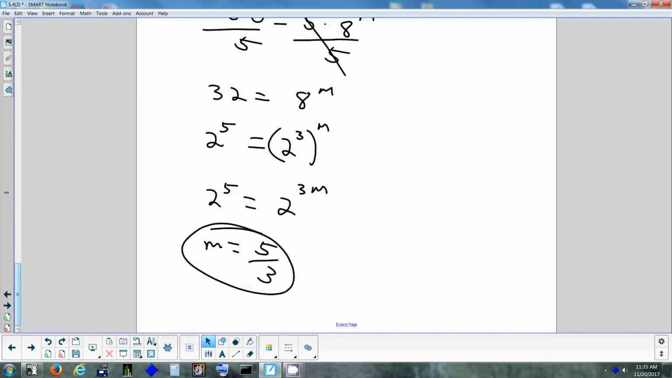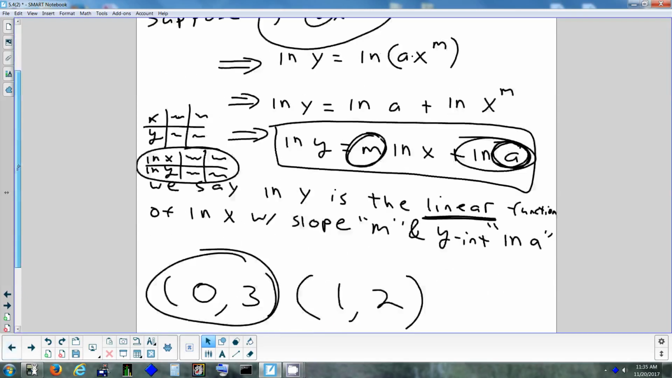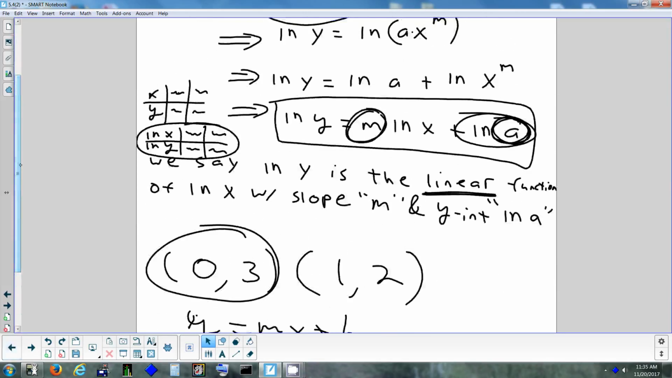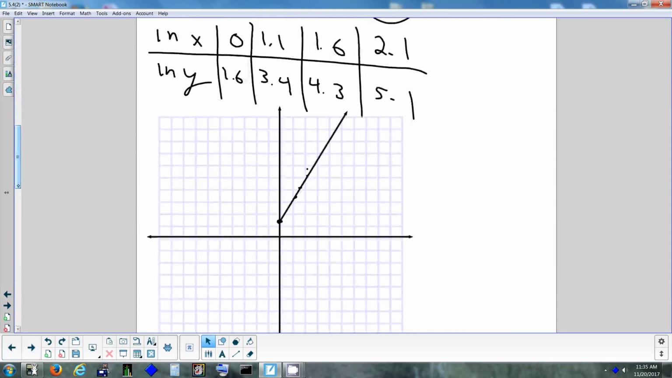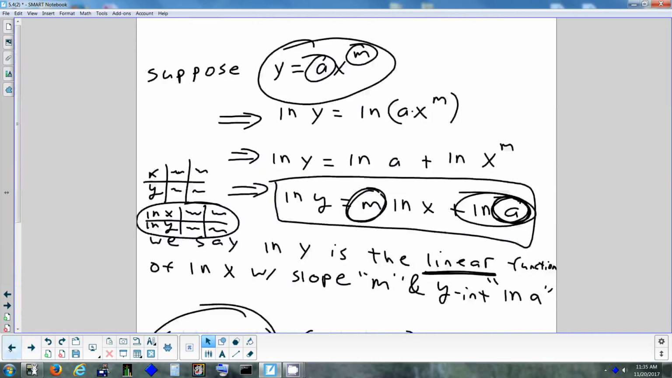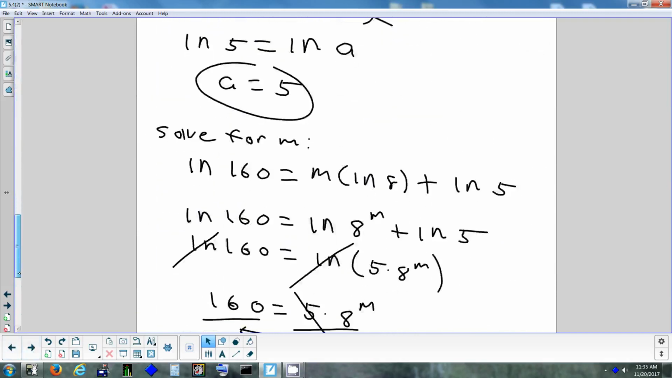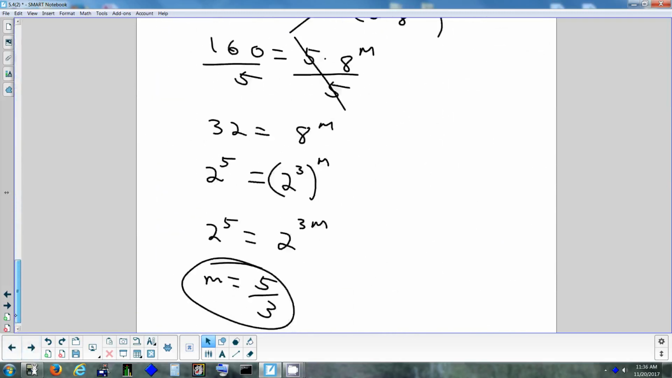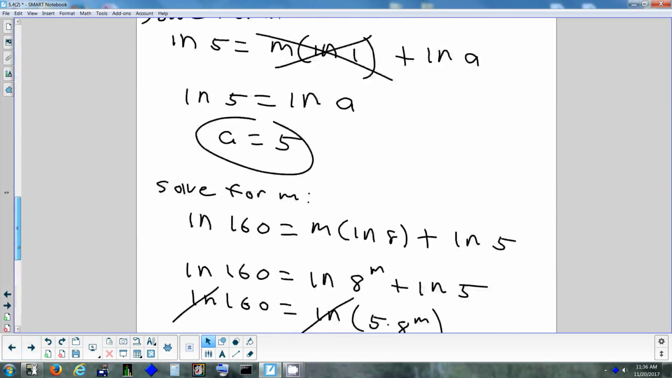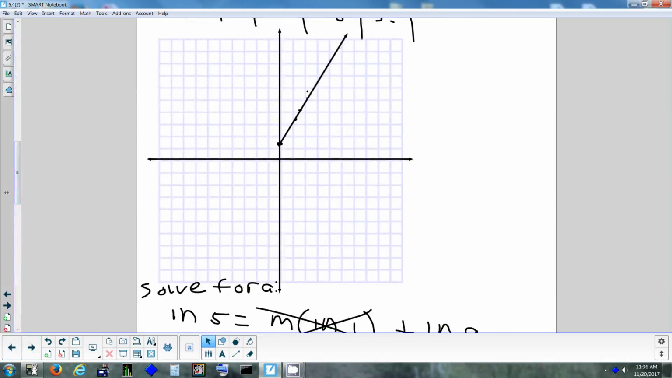And again, there's two ways to think about m. Either think about m as the slope of that line, or you think of it as the power in your power model. So if that's the slope, my line should roughly go up 5 and right 3. Let's graph a line that goes up 5 and right 3 and see if it looks kind of like what I did. Up 5, right 3.